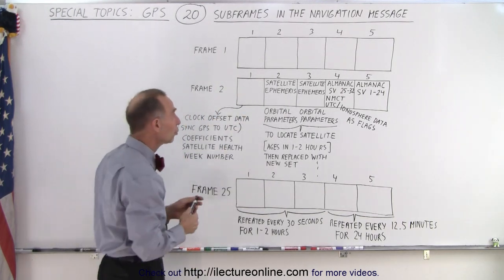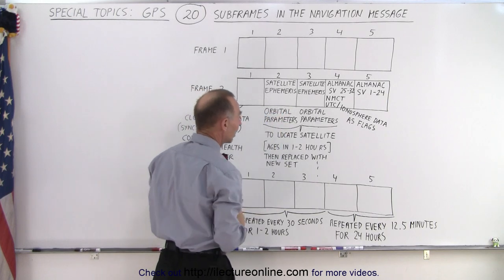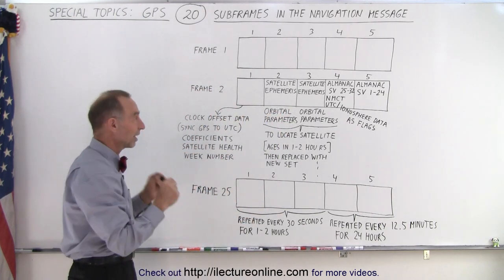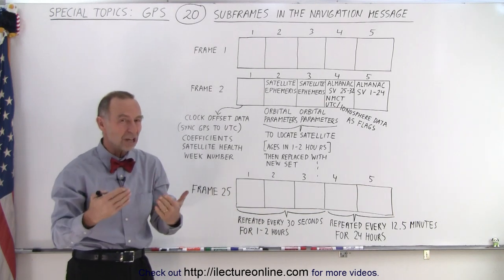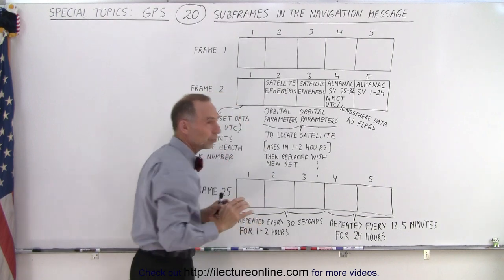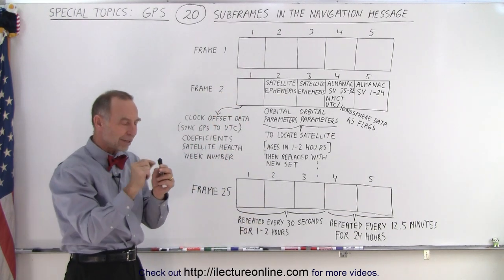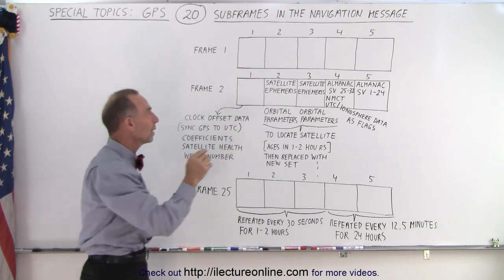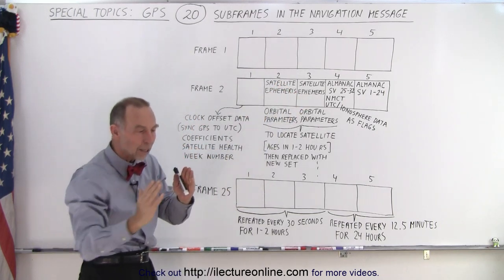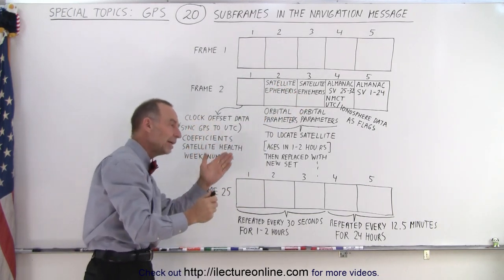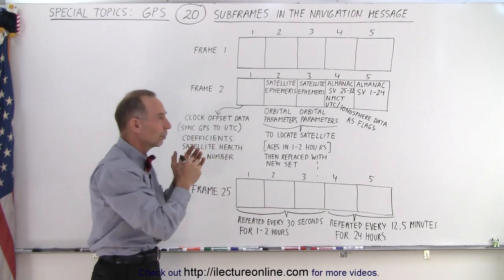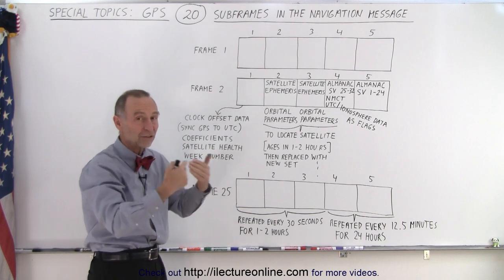In subframe two, we have the satellite ephemeris. This is very precise information as to where exactly the satellite is. Now, of course, that's always changing. So this data is only valid for about 1 to 2 hours. And also, it gives you a specific time when the data is exact for that moment in time. And of course, leading up to that moment in time and then leaving that moment in time, the data slowly is going to differ from where the satellite actually is.